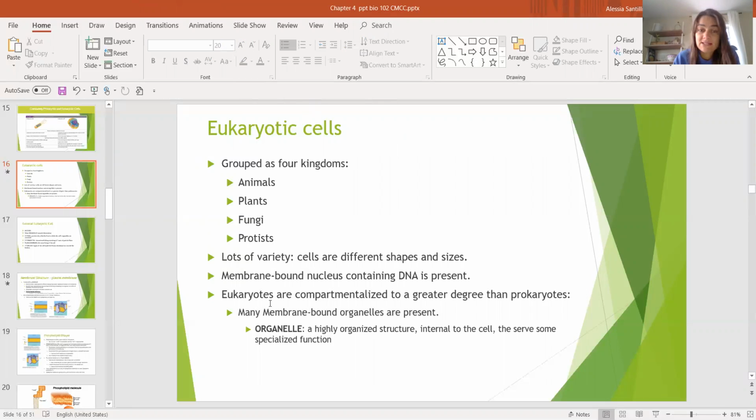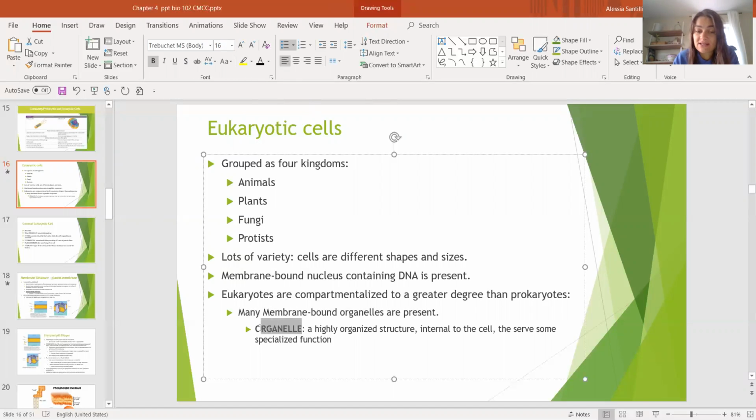There's lots of variety when it comes to eukaryotic cells, and they have these organelles. I didn't read this before, but I want to read and define what organelles actually are. So an organelle is a highly organized structure internal to the cell that serves some sort of specialized function. Okay, so there's a variety of different things.